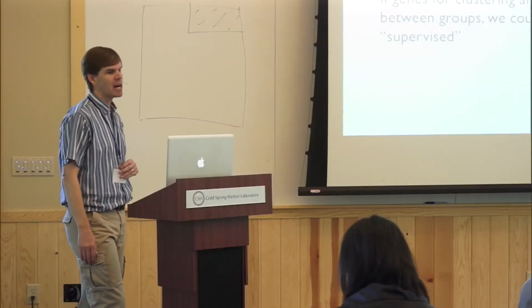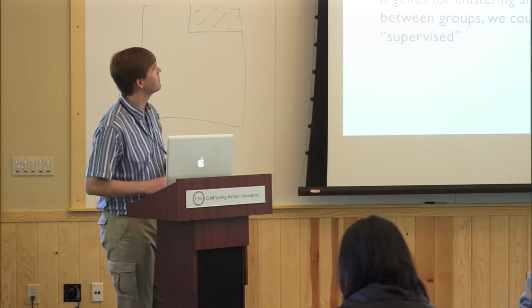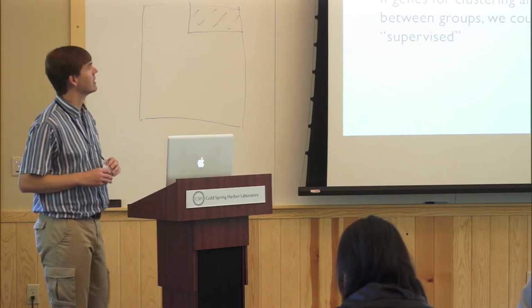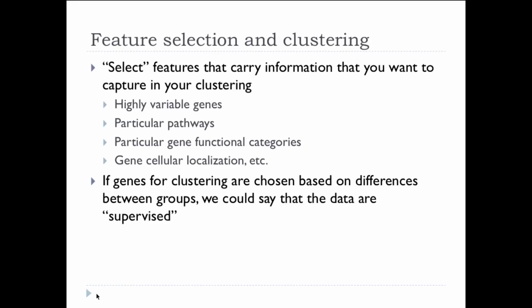Okay. We talked about this a fair bit already, but I'll just go through it in a teeny bit more detail. Feature selection and clustering. We talked about 2 sort of extremes of feature selection. One is totally unsupervised. We use something like variation to select genes for clustering. The other is totally supervised. We do a t-test first and then use the genes from the t-test to do visualization.